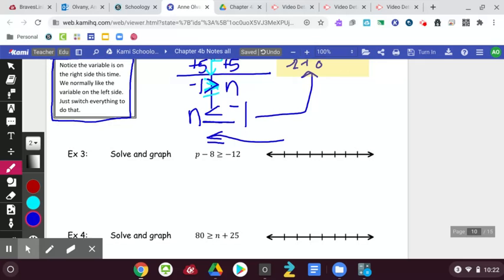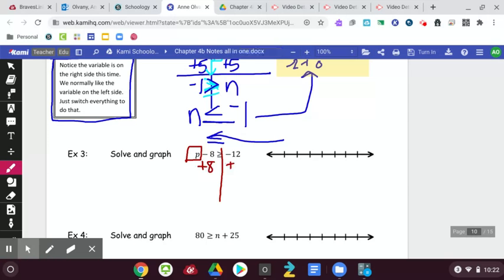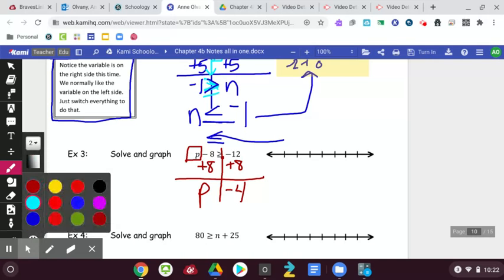You can pause this and try the next one on your own if you'd like. I'm going to go ahead and do it. So you can do it with me or you can pause it and watch it in a minute. Here's the two sides of the inequality. What's happening to P? It's being subtracted by 8. So I'm going to add 8 to both sides. That means P on this side, -4 on this side. Drop down that symbol. It's not an equal symbol. It's a greater than or equal to.